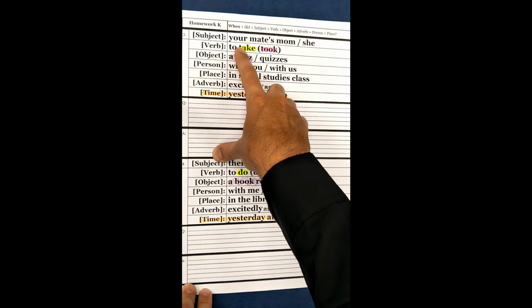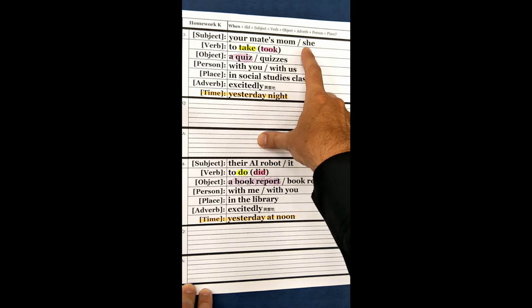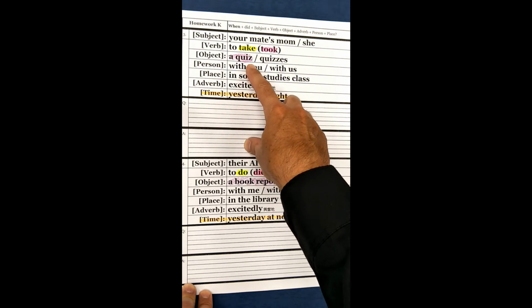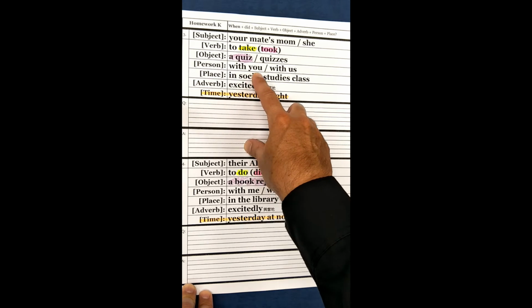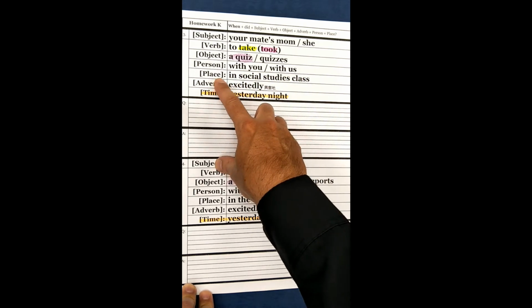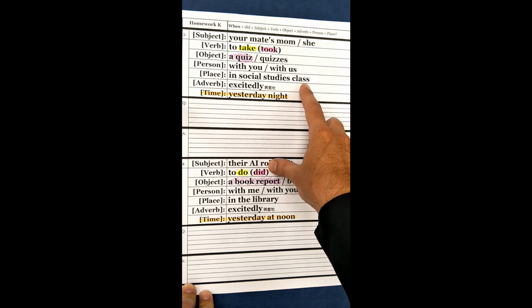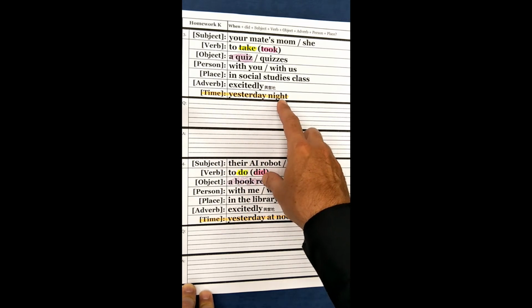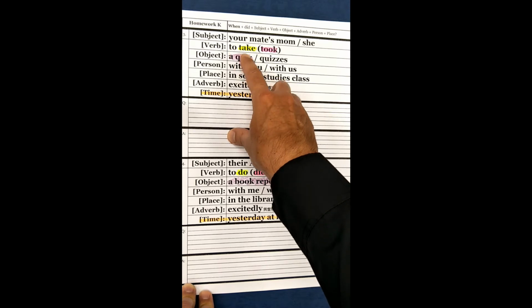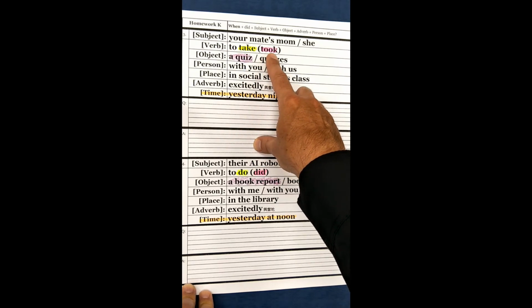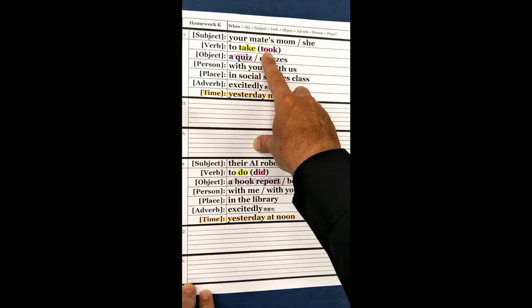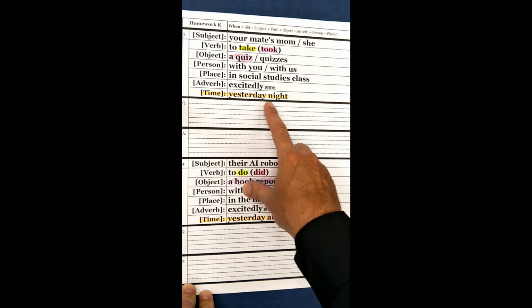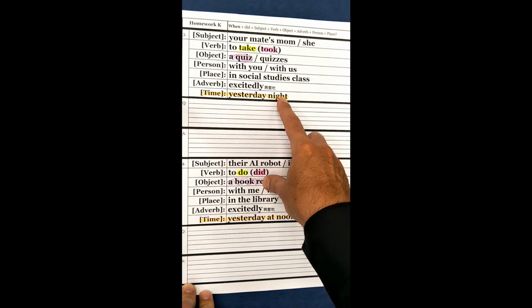3. Subject: your mate's mom, she. Verb: to take, took. Object: a quiz, quizzes. Person: with you, with us. Place: in social studies class. Adverb: excitedly. Time: yesterday night. Color: take, yellow. We'll use take in the question. Color: took, pink. We'll use took in the answer. Color: a quiz, purple. Time: yesterday night. Color: orange. This is the answer.